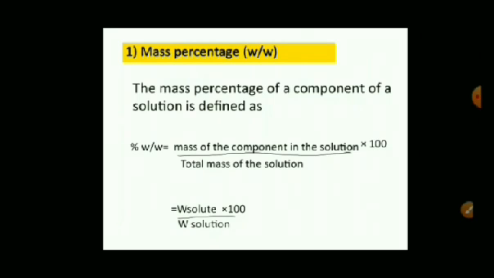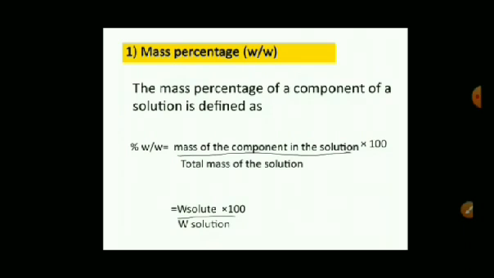Percentage weight by weight. So here the mass percentage of a component of a solution is defined as: mass percentage weight by weight is equal to mass of the component in the solution, how much mass is in the solution, divided by total mass of the solution, into 100. Why are we doing into 100? Because this is percentage weight by weight. Understood? And we take the percentage in 100 only, na?